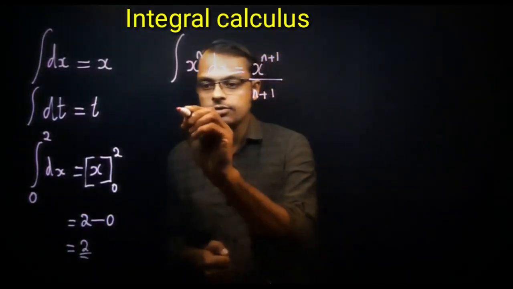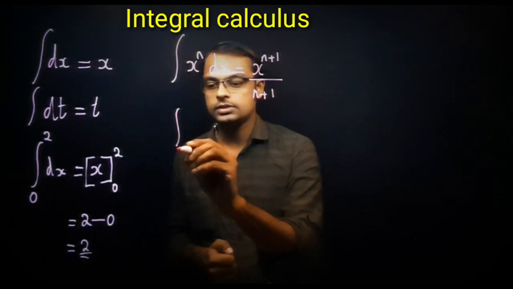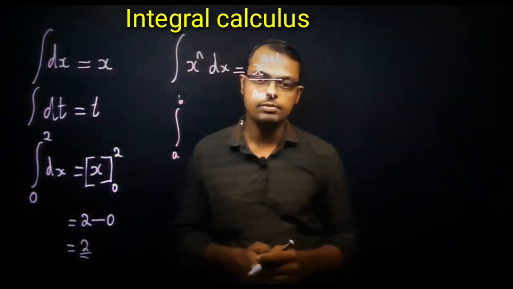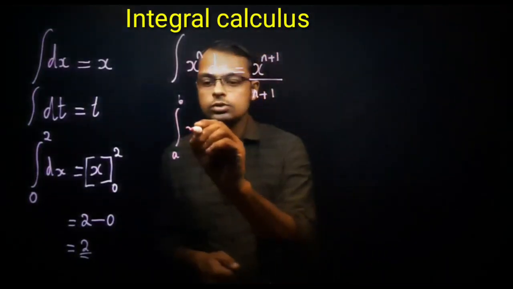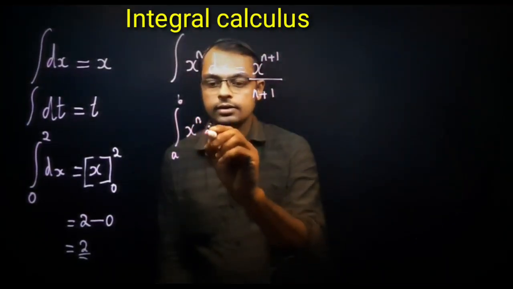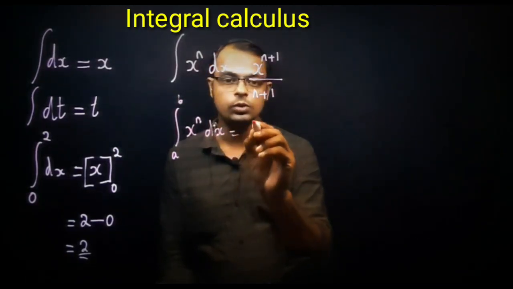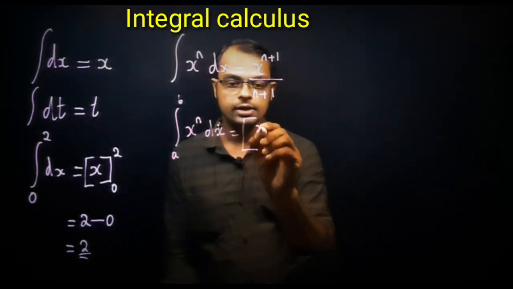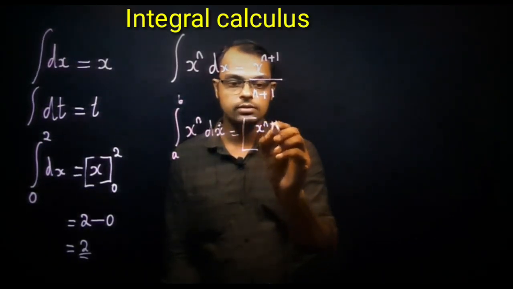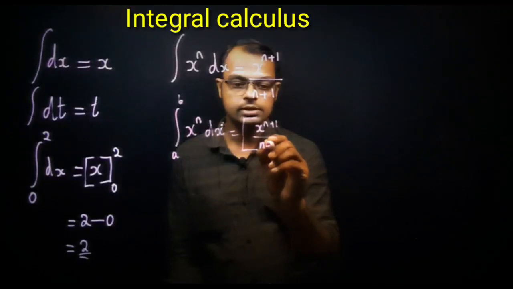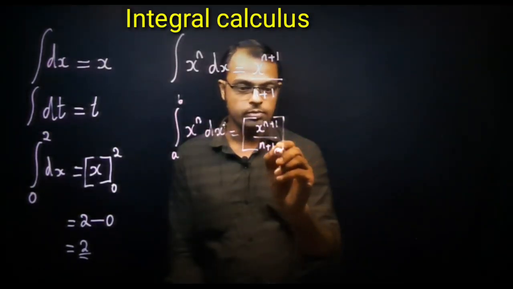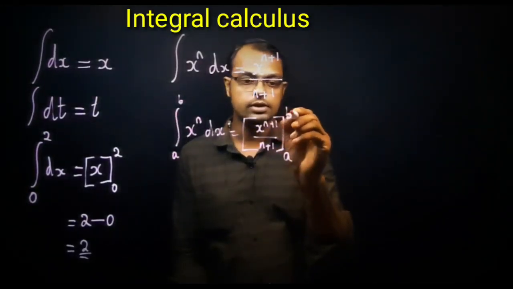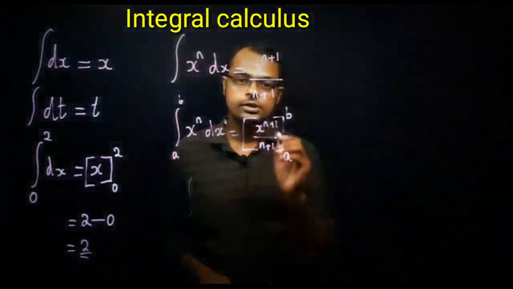Now just imagine if I am applying the limit, for example a to b. If I am applying the limit from a to b, x to the power n dx is equal to, I can write now in square bracket. If the limit is there, write in square bracket, x to the power n plus 1 divided by n plus 1, close the square bracket and apply the limit now. What is the lower limit? A, and what is the upper limit? Here it is b.